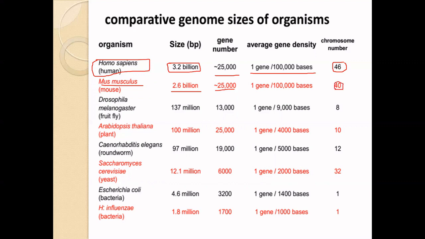In this way, Escherichia coli has 4.6 million total base pairs, so that is quite less in number. Overall, 3,200 genes, and 1 gene per 1,400 bases. So in total, we do not call it a chromosome. The circular chromosome is present in the case of Escherichia coli.